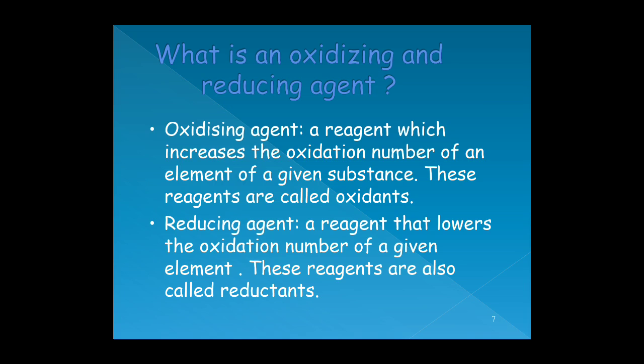Oxidizing agent is a reagent which increases the oxidation number of an element of a given substance. These reagents are called oxidants. Reducing agent is a reagent that lowers the oxidation number of a given element. These reagents are called reductants. अगर किसी का oxidation number 2 से 3 हो जाता है तो that means oxidation हो रहा है. और जिसकी वजह से हो रहा है वो उसका ऑक्सीडाइजिंग एजेंट है.